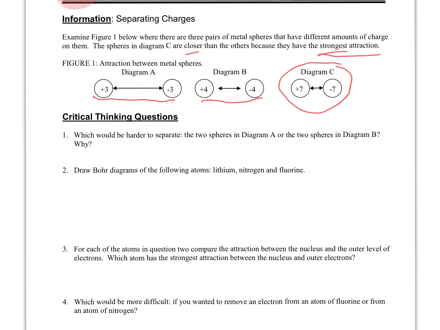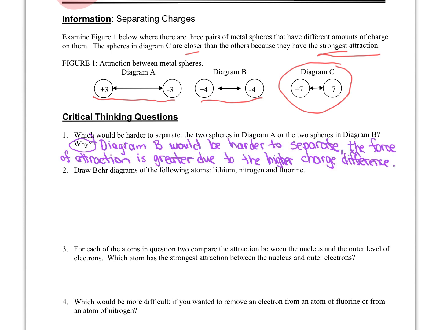And once again, it wouldn't be science unless we say why. So we can say that diagram B would be harder to separate because the force of attraction is greater due to the higher charge difference, and they're also closer together, which was probably an obvious reason there.